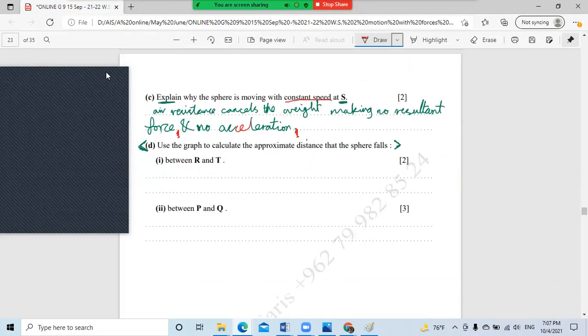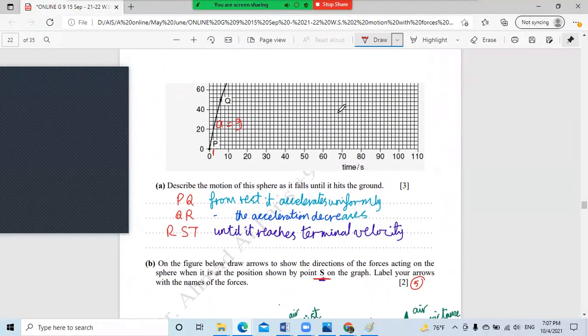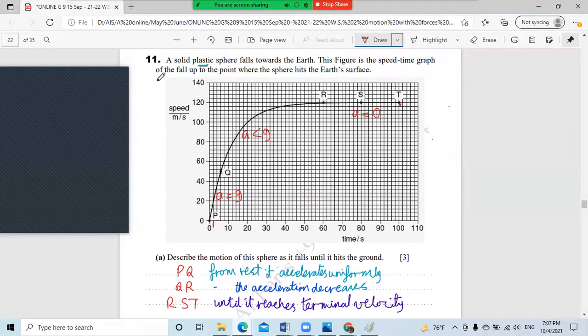Use the graphs to what? To calculate the approximate distance that the sphere falls. Use the graph to calculate the approximate distance that the sphere falls from R to T and from P to Q. Now let's return back to the graph. From R to T, it's moving at what?